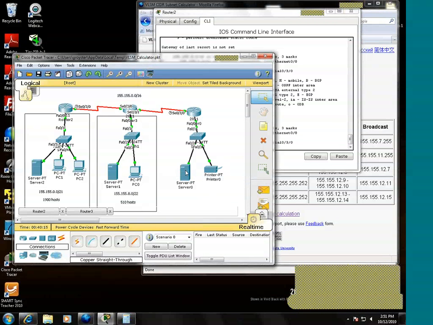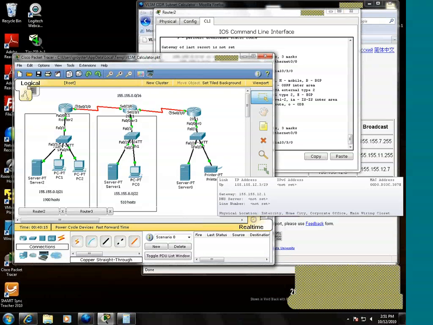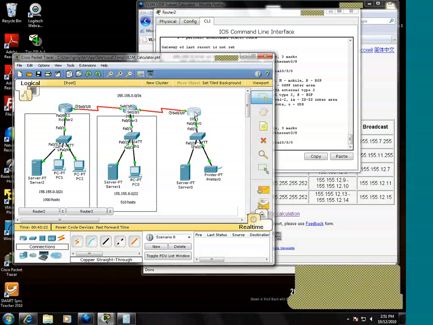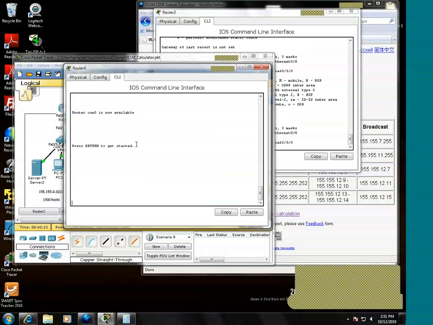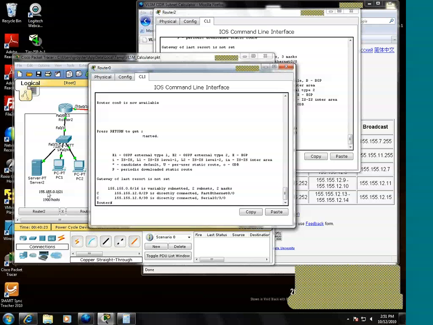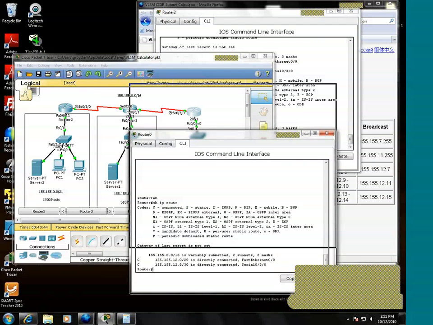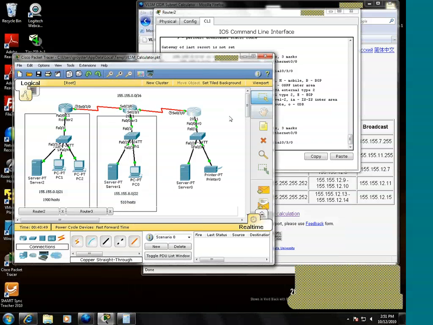So will the printer be able to send anything to PC1? Well, let's look in router 0. Oh, sorry, the printer too. Yeah. And PC1 is a part of this network, right? No, the 155 is not in the routing table. All right. So we need to build a lot of static routes, right, to get full connectivity.